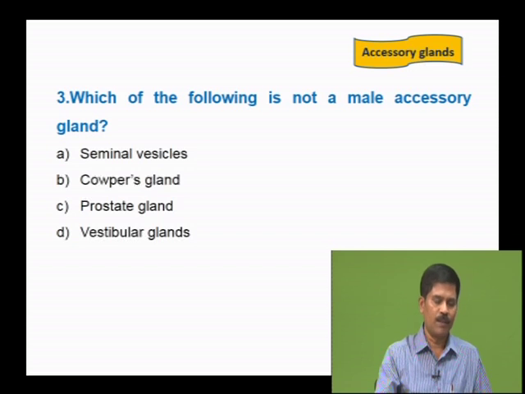Look at the next question. Which of the following is not a male accessory gland? I have said this in the synopsis. Accessory glands of the male reproductive system include a pair of seminal vesicles, a prostate gland, and a pair of Cowper's glands, also called bulbourethral glands.